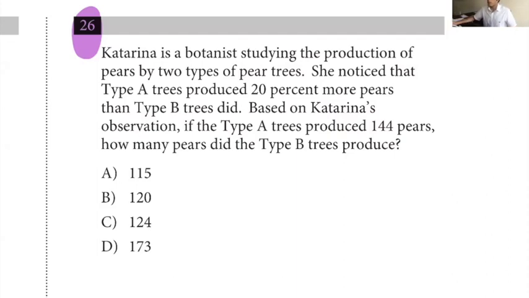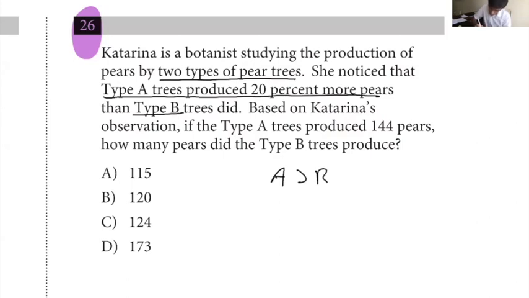All right, cool. Okay, so let's go through the steps together. The first step is to highlight important information. So we read this question: there's a botanist studying production of plants, 2 types of pear trees, okay? Then we know type A produces 20% more pears than type B. So we know A produces more than B.